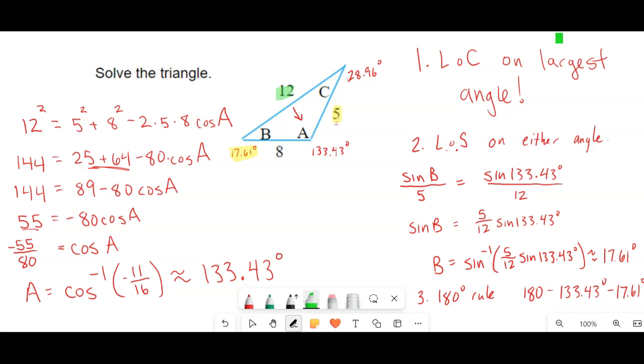length is opposite the largest angle, and then that medium side length is opposite the medium angle, and that's what we have here. So there is a side-side-side version of the law of cosines, finding all the three remaining angles.